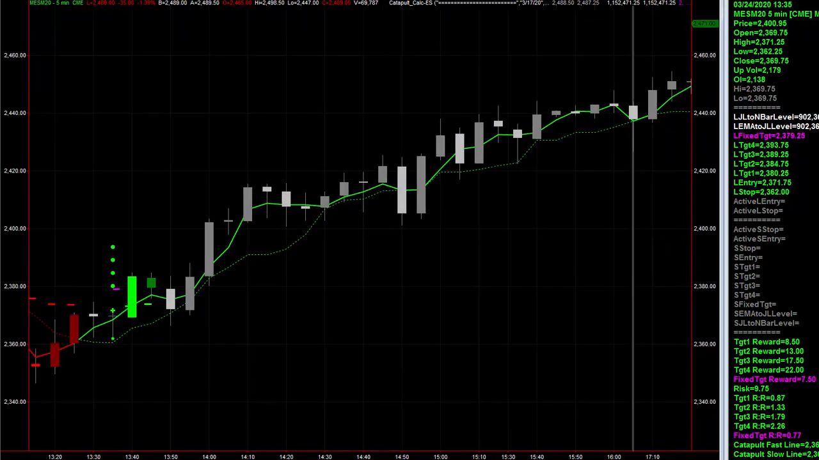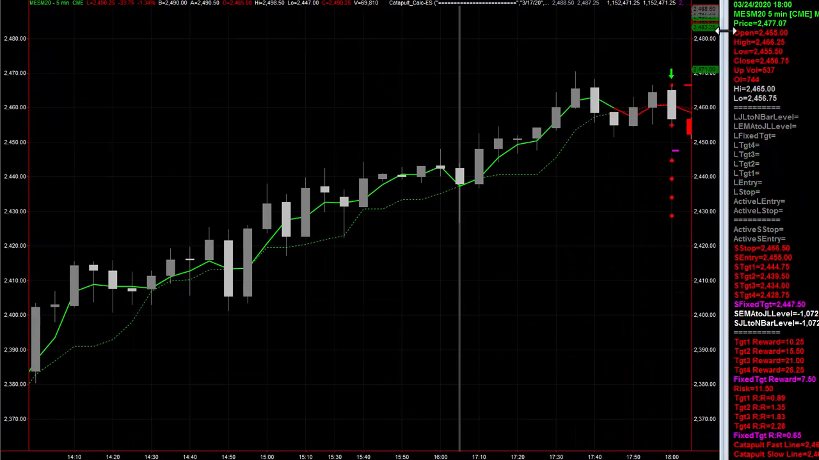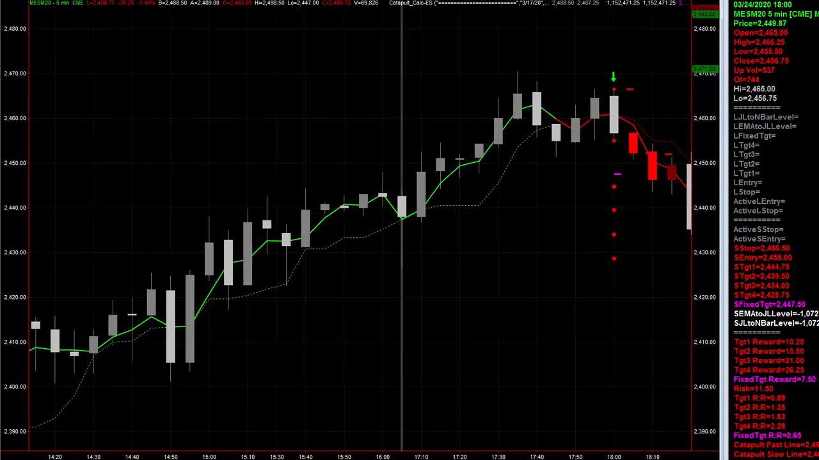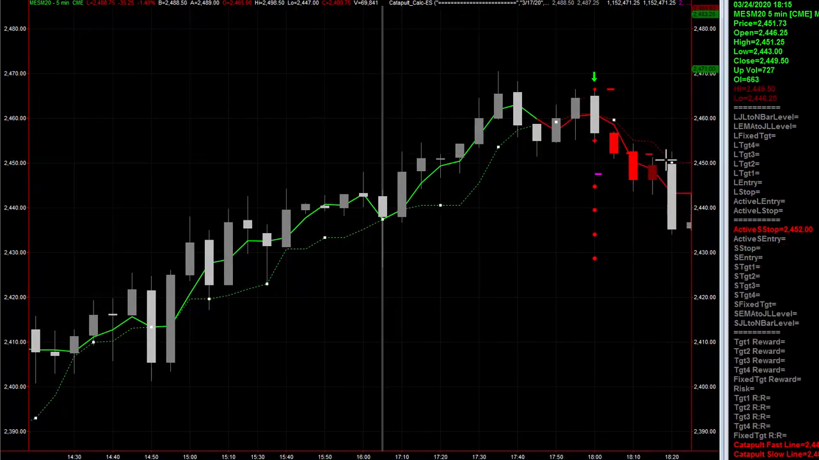So let's now see what happens in the evening. So here we are at 1800, 6 p.m. and it does push down. It hits its target 1. It's good for 10.25 points. And then it stops out before pushing lower.